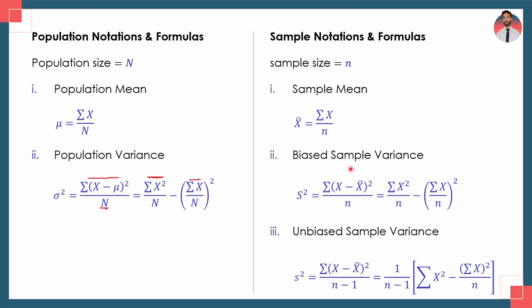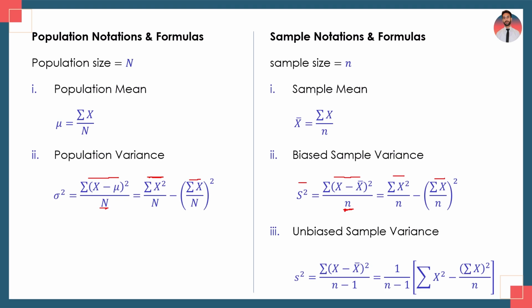First one is the biased sample variance, denoted by capital S square, which is summation x minus x bar whole square over sample size small n, and its short form is summation x square over n minus (summation x over n) whole square. This is the formula of the biased sample variance.